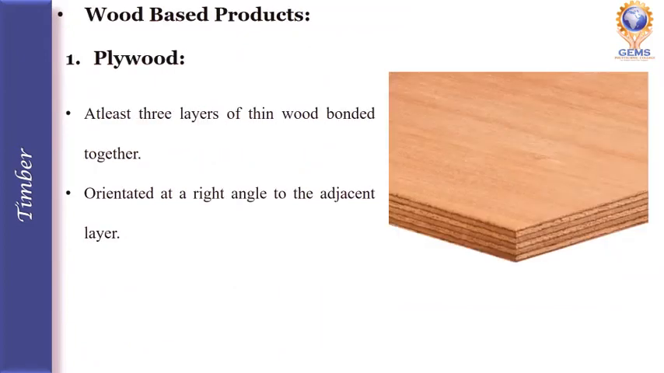Next topic is wood-based products available in the field of construction. The first wood-based product is plywood. Panels comprising at least 3 layers of thin wood bonded together with an adhesive are called plywoods. Each ply is usually oriented at a right angle to the adjacent layer in order to improve strength and reduce the probability of shrinkage.